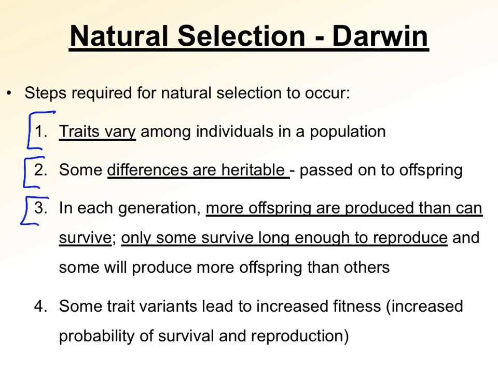Number 3, in each generation, more offspring are produced than can survive. And only some will survive long enough to reproduce, and some will produce more offspring than others. And finally, some variants will lead to increased fitness. And again, fitness relates to the ability to reproduce. And obviously, if you reproduced, you had to have survived.